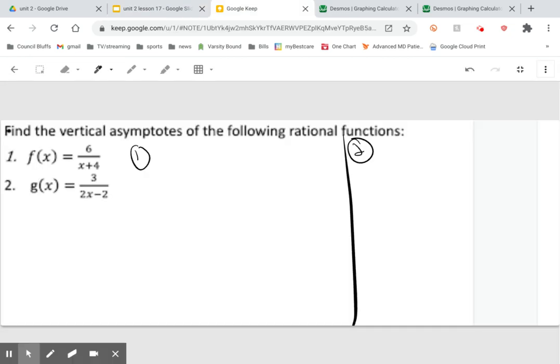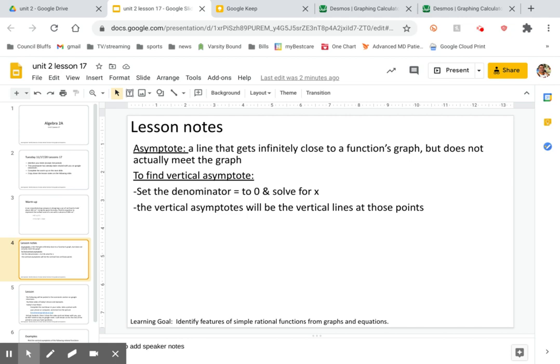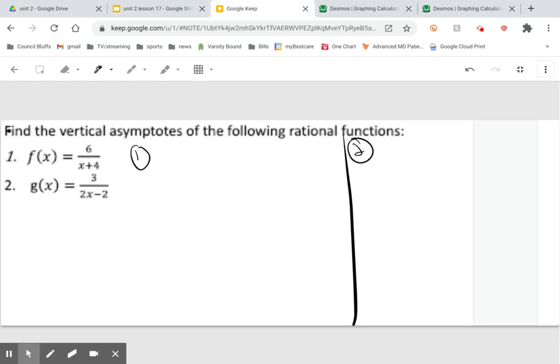Okay, so let's look at number 1. f of x equals 6 over x plus 4. So the first thing we're going to do is set the denominator equal to 0. So I'm going to set x plus 4 equal to 0, and I'm going to solve for x. All right, so this is fairly easy. I'm going to subtract 4 from both sides. x is going to equal -4. Okay, so what that tells me is that the vertical asymptote for this function is going to be at the line x equals -4.